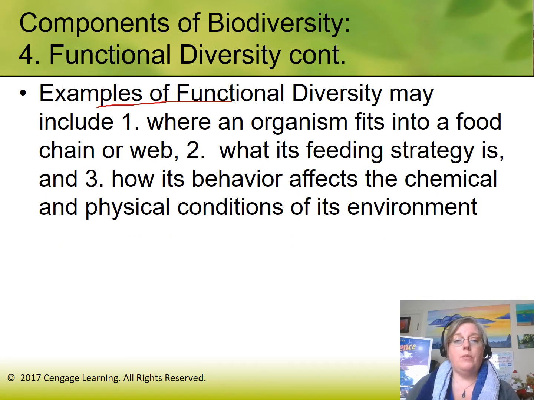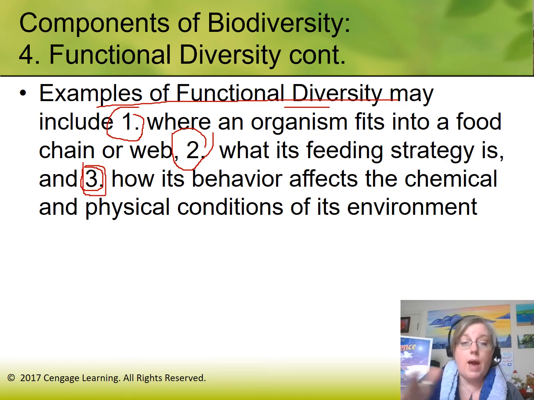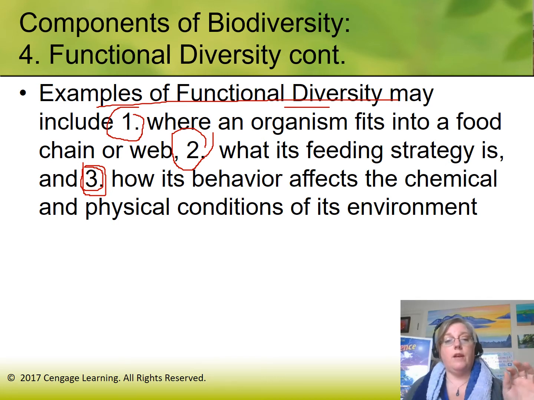And the examples of things that functional diversity means is, first, where does the organism fit in the food chain or web? What is its feeding strategy, meaning herbivore, carnivore? And how does this behavior affect the chemical and physical conditions of the environment? Now that's a little weird, but that's sort of like when beavers chop down trees, right? So how does it affect their physical environment? Beavers are a really strong example of an animal affecting its environment, but even on small scales, the animals affect their environment. So these three things are the examples of functional diversity, which is the fourth type of biodiversity.